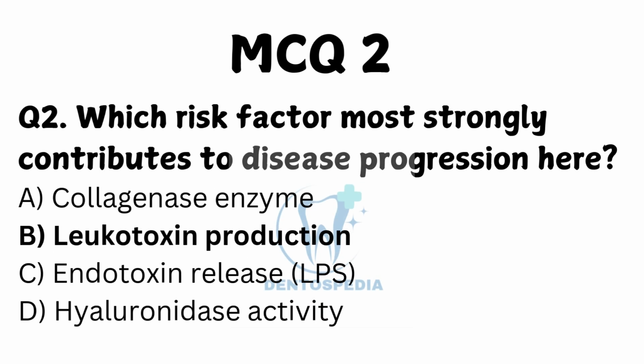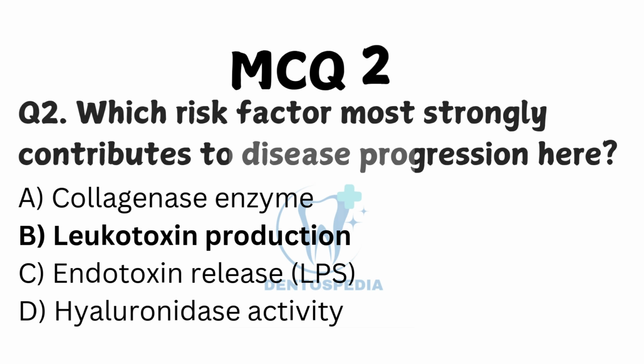The correct answer is B, leukotoxin production. Why? In localized aggressive periodontitis, it's not just the presence of A. actinomycetemcomitans that matters. Its leukotoxin selectively destroys neutrophils and disrupts the host defense, which explains the rapid and severe bone loss in an otherwise healthy teenager. Let's review the other options. Collagenase and hyaluronidase do contribute to tissue breakdown and bacterial spread, but they are not unique or diagnostic for LAP. Endotoxin, or LPS, is produced by many gram-negative bacteria and is nonspecific.